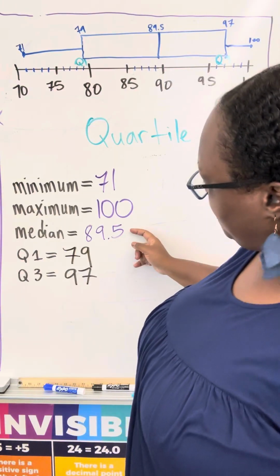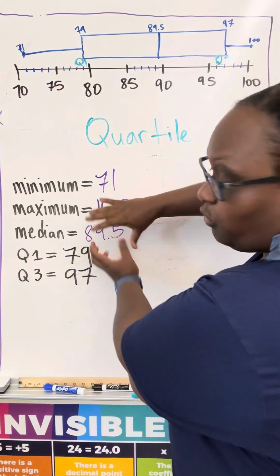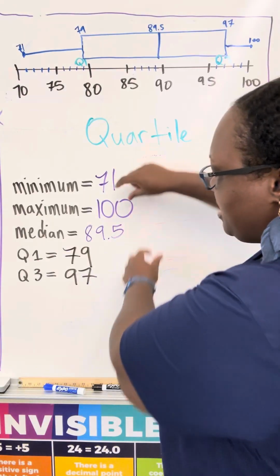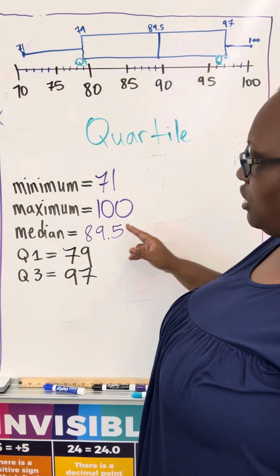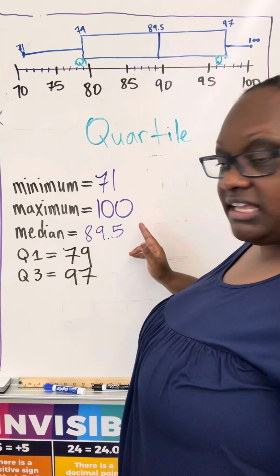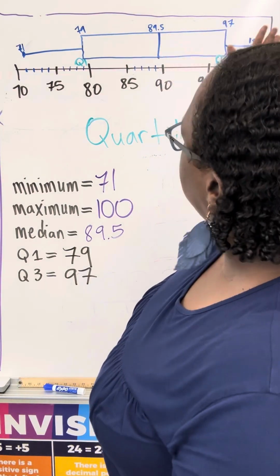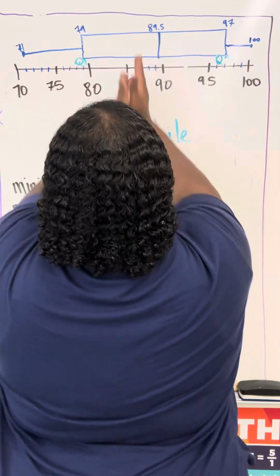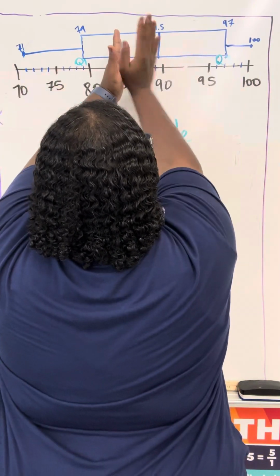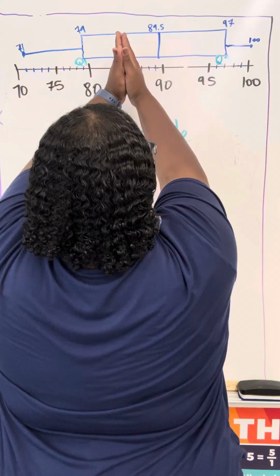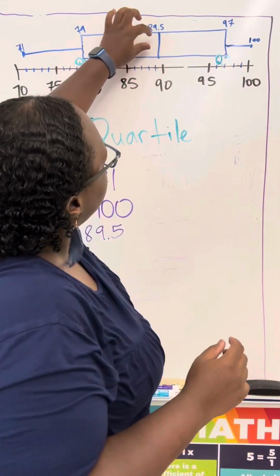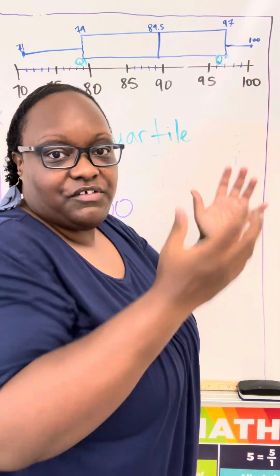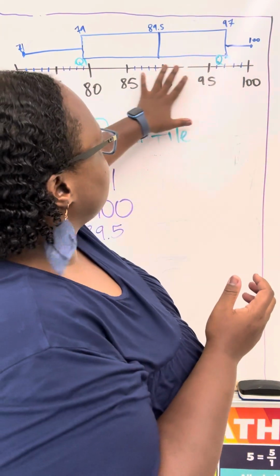My middle number, if I think about my whole range, right? My range is from 71 to 100. My middle number is closer to 100 than it is to 71. And I can see that clearly here. My middle number is not in the middle of this number line. My middle number is to the right of the middle. So that means that 50% of my data is higher. 50% of my data lies in this area.